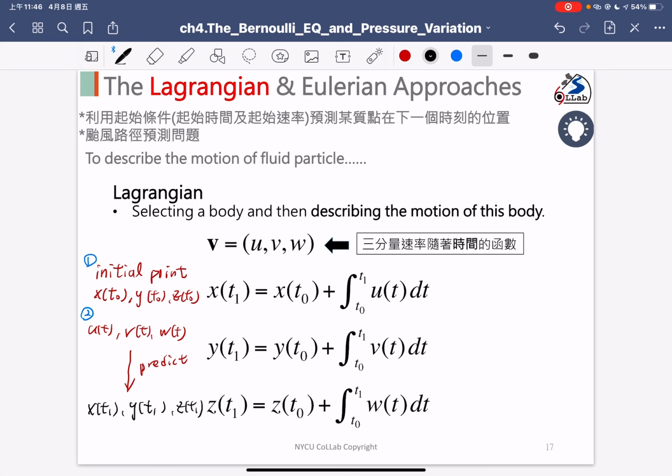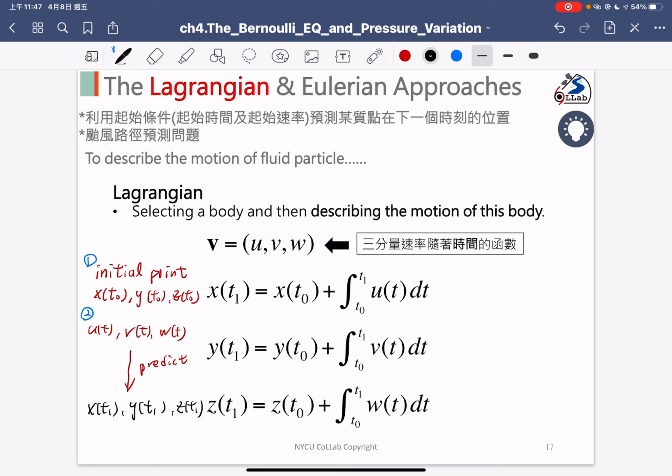But I need to know where my initial point is. And I have the velocity functions, and I can predict the location of the fluid at the T1 time point. So this is a Lagrange.